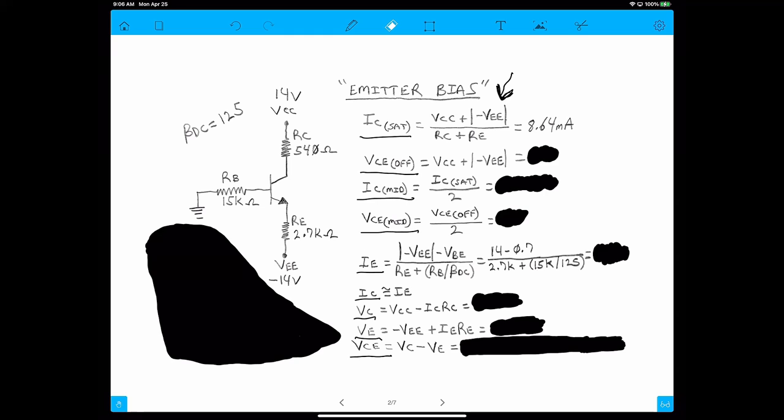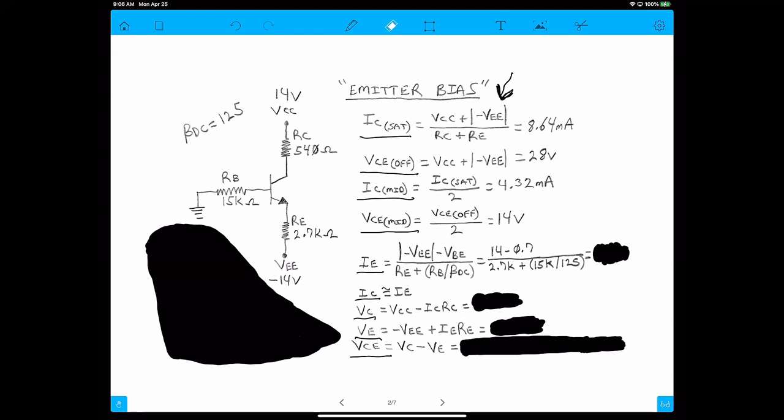Same process for the VCE off, except this time we're just adding the two together. Remember the absolute value of negative VEE. And that of course is going to give us a value of 28 volts. And then our mid is basically just half of each of those, so we divide each of those by two. For the IC mid, we come up with 4.32 milliamps. And for the VCE mid, half of the 28 is 14.